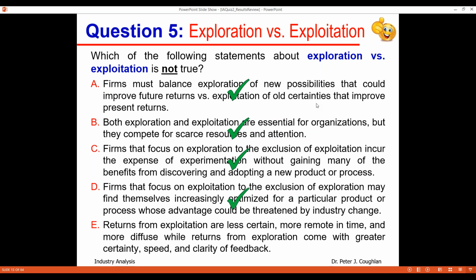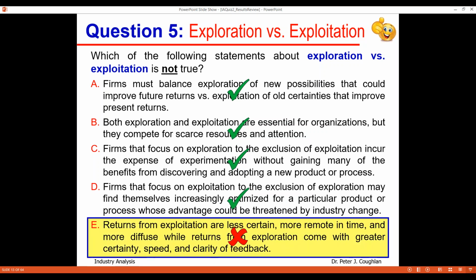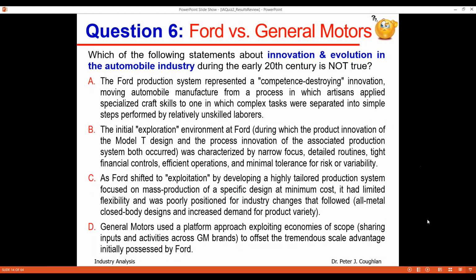So it's less certain you're going to get any returns. And moreover, the benefits may not necessarily accrue to your organization, right? You can't capture the benefits necessarily of discovery. So again, most of you obviously got this correct. This item E is not true. So that was the right answer to the question because it was the one statement that is not true, right? It actually had it reversed about the returns from exploitation versus exploration. All right, on to question 6.